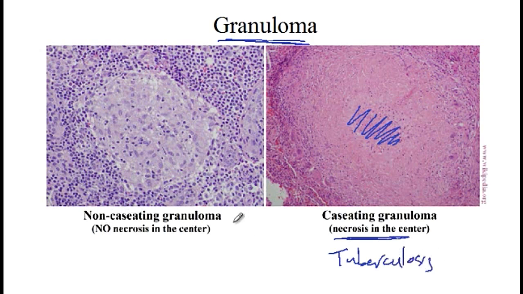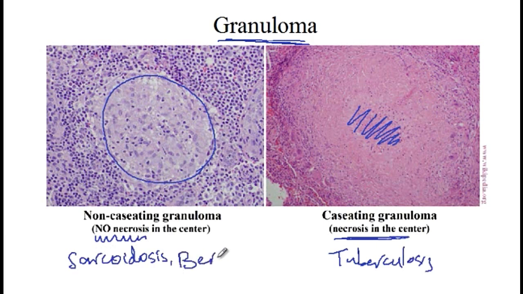And then we have non-caseating granuloma, where there is no necrosis in the center. Here you can see that there is no necrosis in the center of the granuloma, and this is usually seen with sarcoidosis or berylliosis.